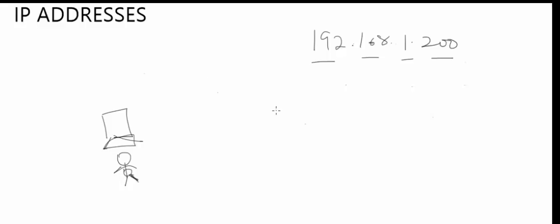Okay, so let's say this is an example of an IP address. More often than not, an IP address has two versions: IP version 4 and IP version 6. We won't go into the nitty gritty of version 6, I will just mention it here.